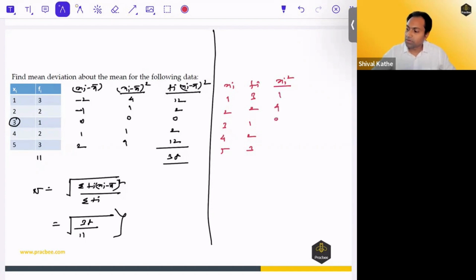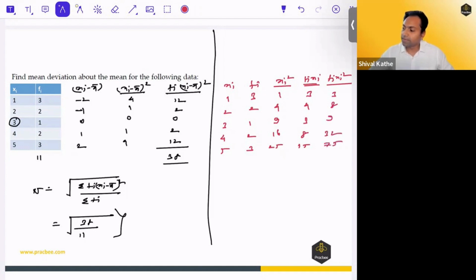This is 4, this is 9, this is 16, this is 25. fi xi, if I do this, is nothing but 3, 4, 3, 8, and 15. And if I do fi xi square, this is nothing but 3, 8, 9, 32, 75. Find the sum and do the division.